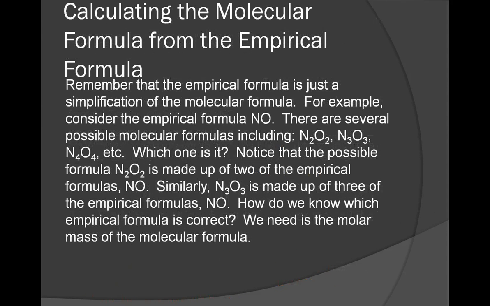Calculate the molecular formula from the empirical formula. Remember that the empirical formula is just a simplification of the molecular formula. For example, consider the empirical formula NO. There are several possible molecular formulas, including N2O2, N3O3, N4O4, etc. Which one is it? Notice that the possible formula N2O2 is made up of 2 empirical formulas, and the empirical formula is NO. Similarly, N3O3 is made up of 3 empirical formulas. How do we know which one is correct? What we need is the molar mass of the molecular formula.